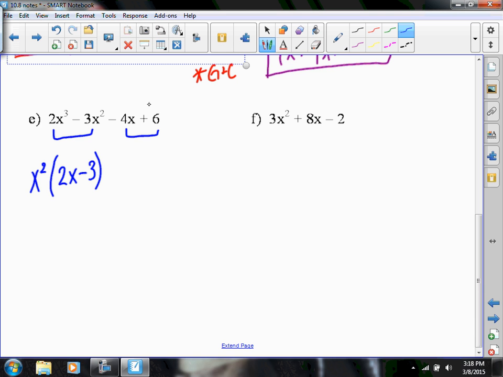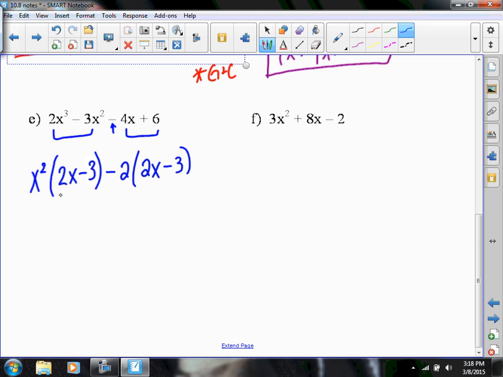And in my last two terms, I could take out a 2. Now, notice that this first term here is negative. So when that happens, that usually means you want to take out the negative with your greatest common factor. So I'm going to take out a negative 2, which will leave me with a positive 2x minus 3, because a negative 2 times a negative 3 would be a positive 6.